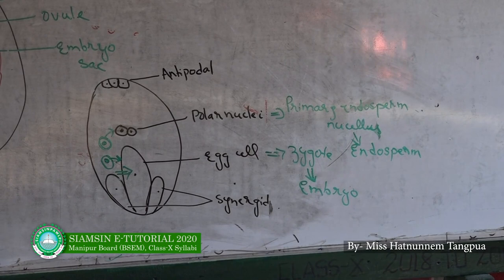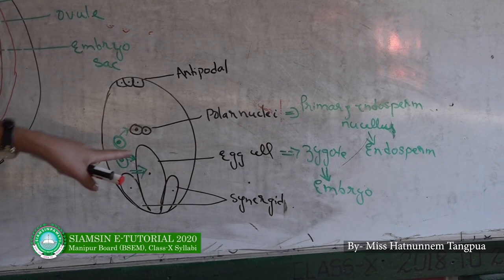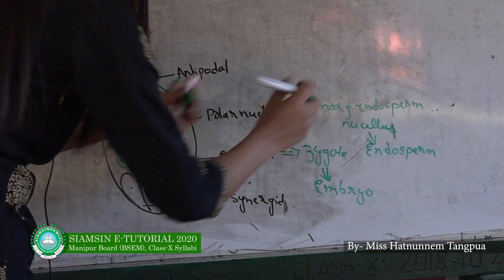The egg cell and one male gamete fuse and the zygote is formed. The zygote is a diploid cell. The other male gamete and the two polar nuclei fuse together and form the primary endosperm nucleus. It is triploid.